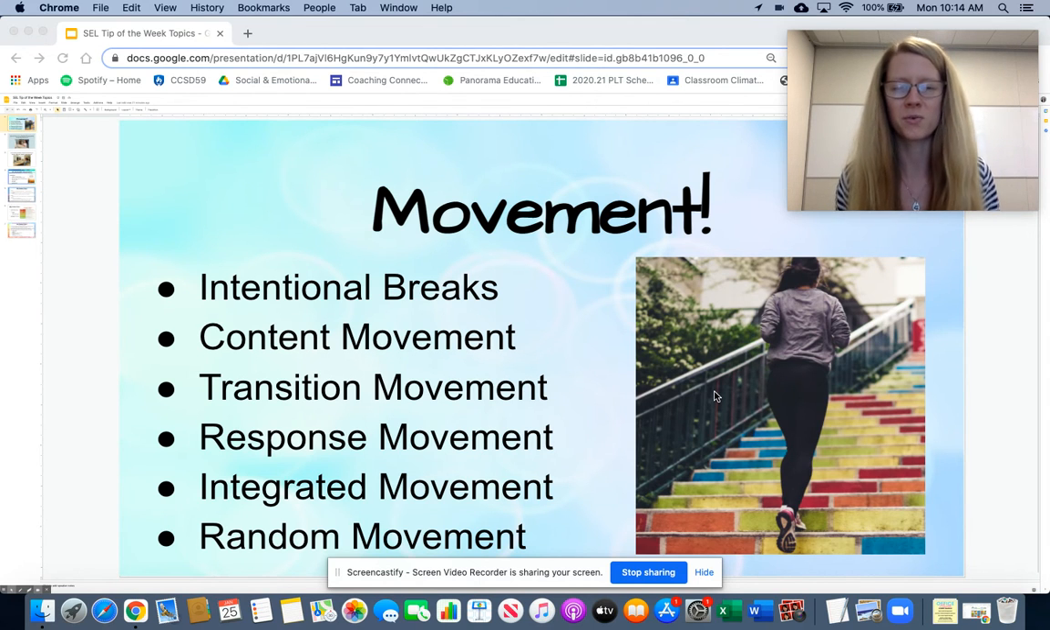But there are so many ways to be including movement, and we need to get our students moving. That allows our brains to be focused and ready, our bodies to be ready, and just to be together, creating these engagement opportunities. So feel free to reach out if you want any other ideas. I hope this gets you started, and good luck.